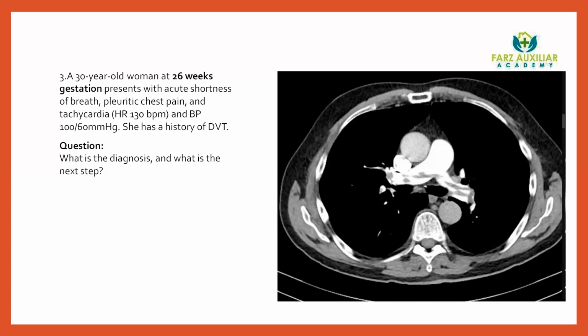This is a CT thorax of that patient showing irregular filling defect in both main pulmonary arteries. Might be a pulmonary embolism. And the next step will be, as the BP is normal in range, I will go for anticoagulation.